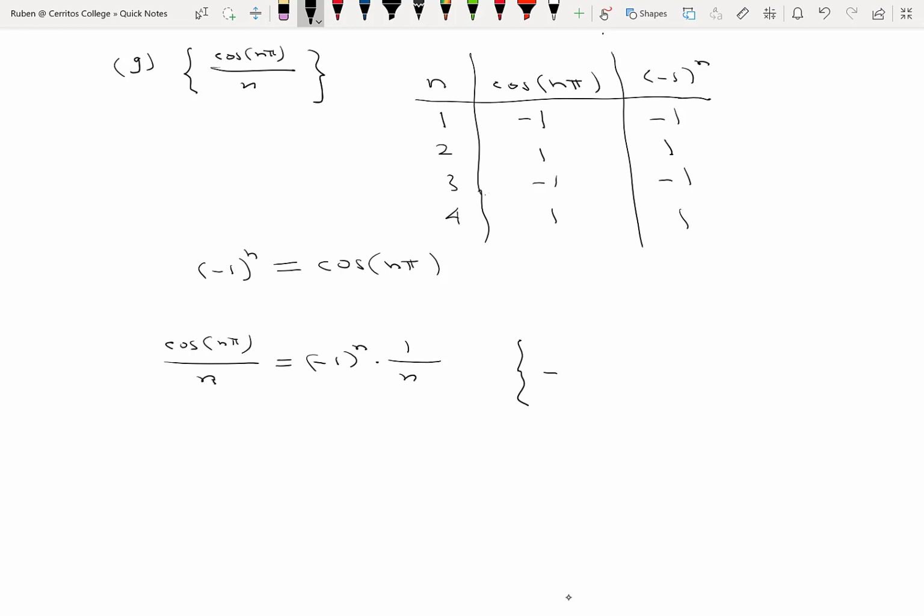If n equals 1, I'm looking at -1. N equals 2, I'm looking at +1/2. N equals 3, -1/3. +1/4 for n equals 4, etc. The terms are getting very small. They're bouncing across the origin on the number line, but they're approaching the origin. So this sequence converges to 0.